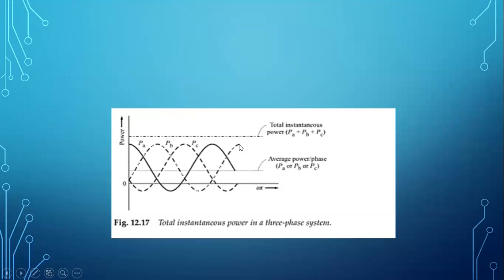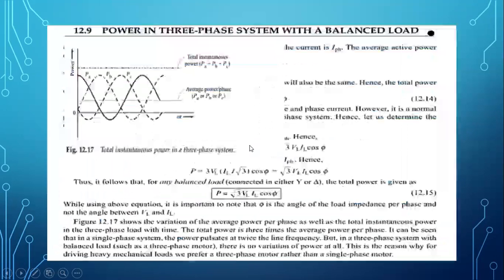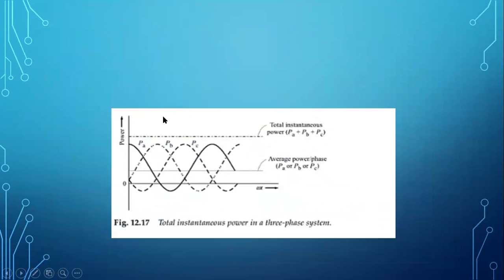So this is your total instantaneous power across three phases, PA, PB, PC. And when we take the average power, that is either PA or PB or PC. We can draw PA, PB, PC 120 degrees apart from each other. So you can see that total instantaneous and average power, you can plot like this.